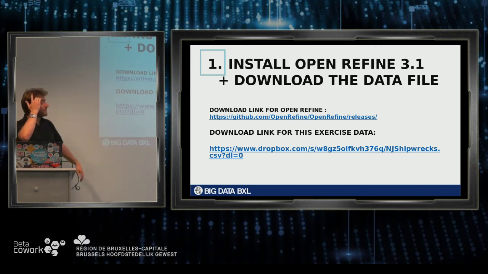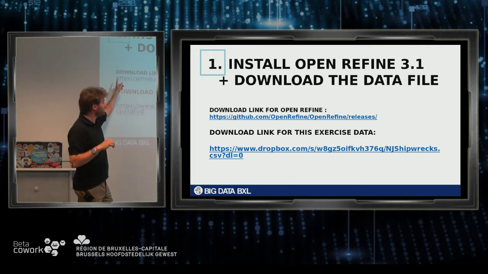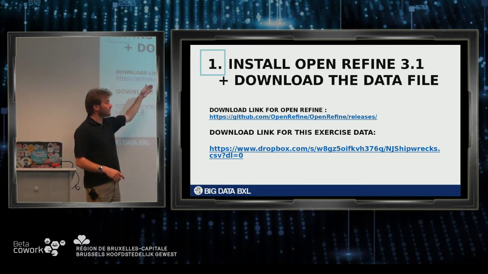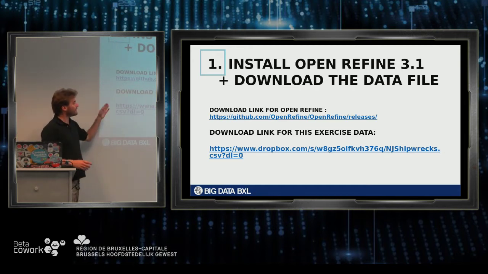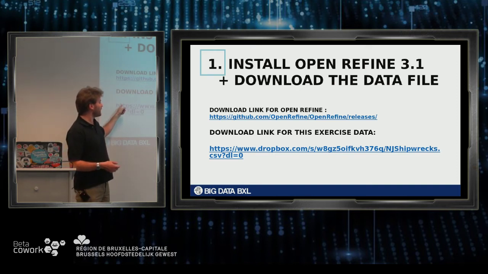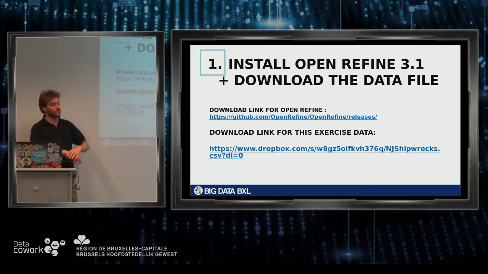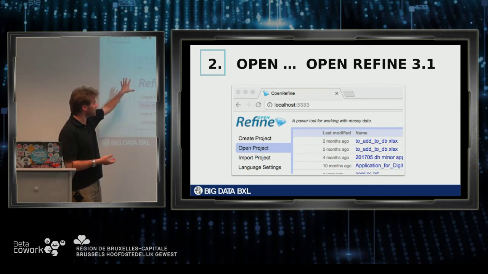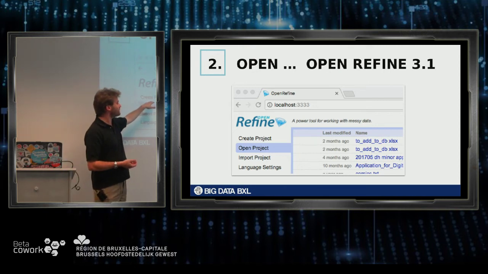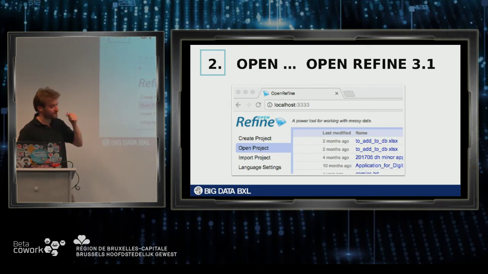As I was saying, here are the references where you can find the software. It's on GitHub, where you'll find multiple downloadable files for any operating system. And here's a link to the data set. You need the software, and you also need this data set, which is a data set about boats. So this is how it looks when you start. You have your browser, and you can create a project.